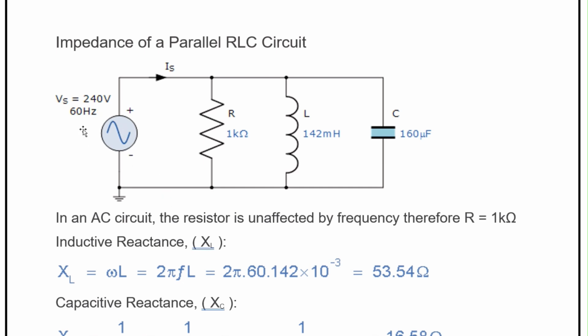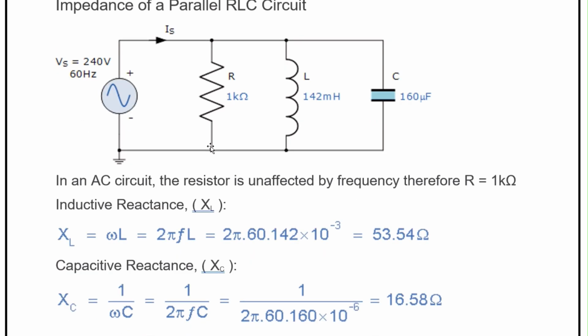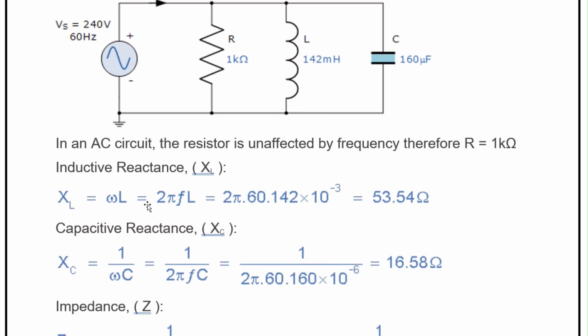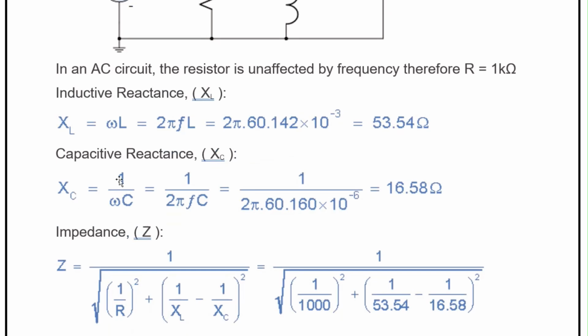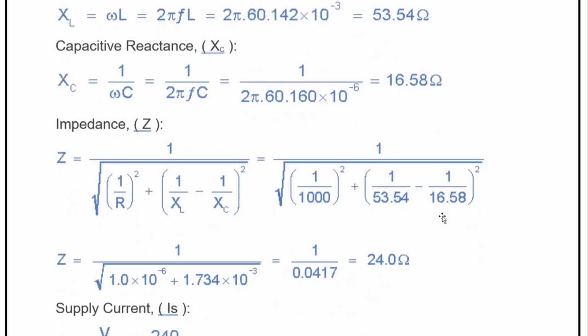Okay, this is 240 volts, 60 hertz. R is 1 kilo ohm, L is 142 millihenry, and C is 160 microfarad; this is the given data in the question. You have to calculate XL before you calculate B, the susceptance. XL equals 2 pi FL; substitute the values and this will be 53.54 ohms. XC is equal to 1 upon omega C; substitute the values and you get 16.58 ohm.